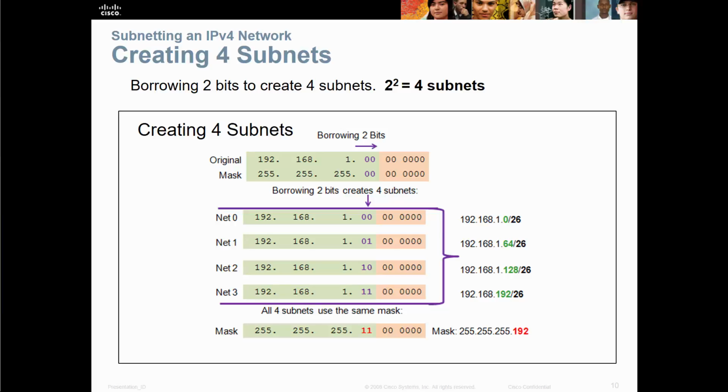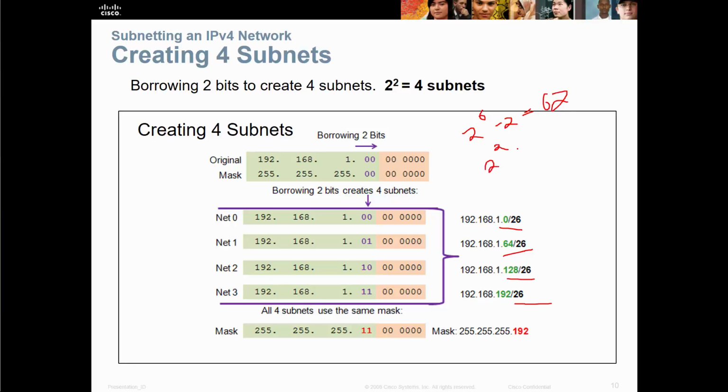So creating 4 subnets, again, if we borrow 2 bits, we'd be doing groups of 64. So we'll have 4 subnets: 0 to 63, 64 through 127, 128 through 191, 192 through 255. If we're looking at how many hosts per subnet, we already know there are 6 bits. So 2 to the power of 6 minus 2 will yield us 62 usable per network.